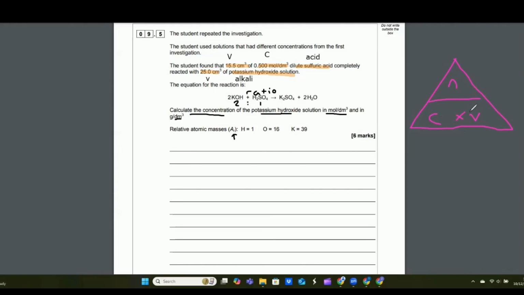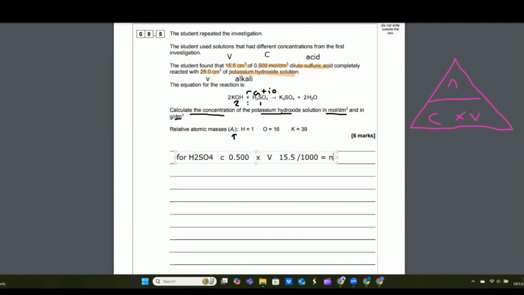So first, we have been given 15.5 and 0.5. So that's my starting point, and that's my sulfuric acid. So I want to do n over c times v. And make sure you do 15.5 divided by 1,000, and that will give you your dm³ volume. And then you're going to times that by the concentration of 0.5, and that's going to give you your moles of dilute sulfuric acid.